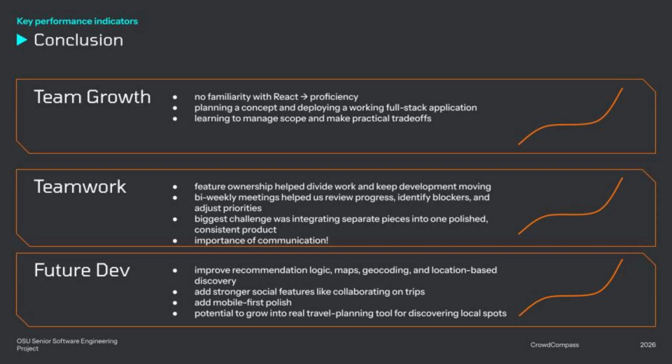From a teamwork perspective, feature ownership helped us divide the work and keep development moving. Our bi-weekly meetings gave us a regular space to review progress, identify blockers with each other, and adjust our priorities as development continued. The biggest challenge was bringing the separate pieces together into one polished, consistent product. This really demonstrated to us the importance of communication early and often.